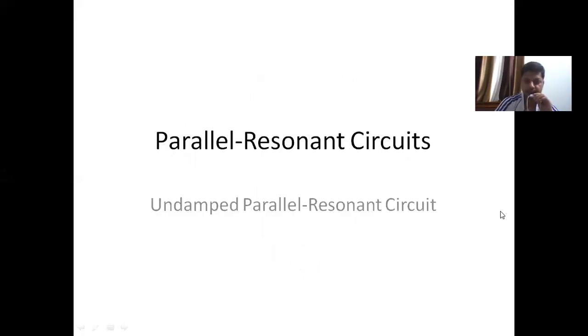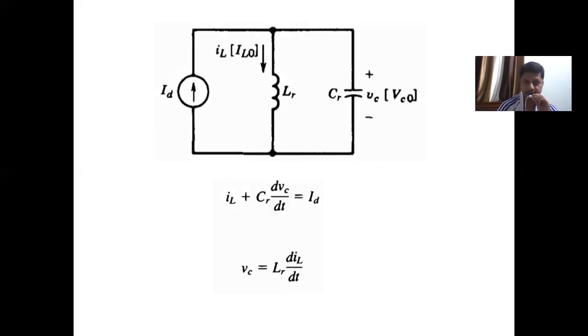The next type of resonant circuits are the parallel resonant circuits, in which we will consider only one case, that is the undamped parallel resonant circuit. This is an undamped parallel resonant circuit where the input current is now constant at ID, and we have a parallel resonant circuit consisting of LR and CR. The inductor current is IL, initial value is IL0, capacitor voltage is Vc, initial value is Vc0. So again, we can write the state equations. ID is equal to IL plus the capacitor current, that is CR dVc by dt, and the capacitor voltage is the same as voltage across the inductor, that is LR dIL by dt.